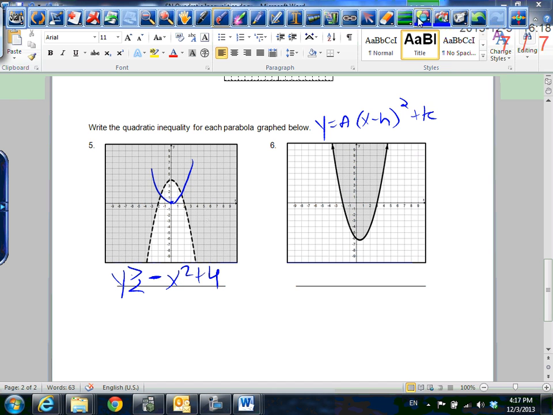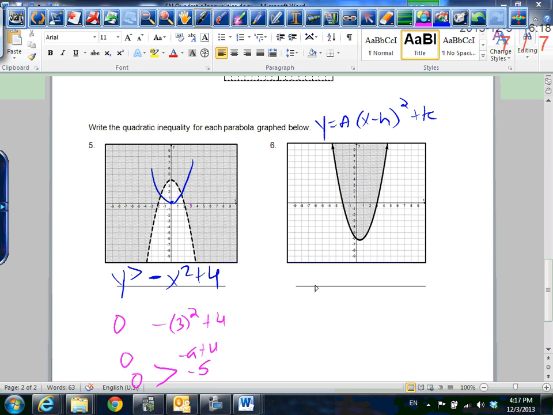Last thing, pick a point. Maybe pick a point on the outside. So 3 comma 0. So 0, I don't know the sign, minus 3 times 3 plus 4. So I got 0 and then negative 9 plus 4, so 0 and negative 5. Well, since the point was on the outside, that means this statement has to be true. So 0 is greater than negative 5, right? Duh. So that means my symbol is a greater than symbol.